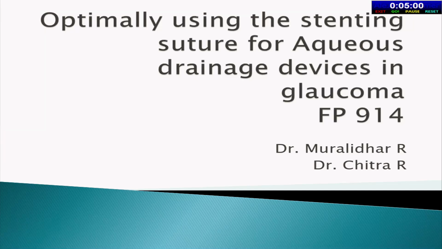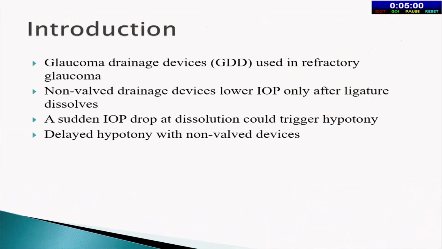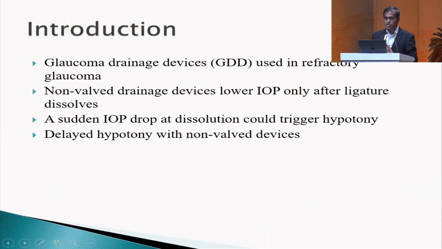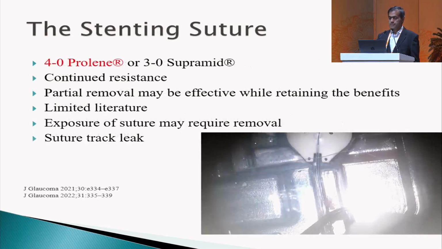Thank you, everyone. My free paper is on optimally utilizing the stenting suture for aqueous drainage devices in glaucoma. As we all know, glaucoma drainage devices are used in refractory glaucoma, and non-valved drainage devices function only after the ligature suture dissolves. Sometimes at dissolution, there can be a precipitous IOP drop, which could trigger hypotony, and delayed hypotony has also been reported with non-valved glaucoma drainage devices.